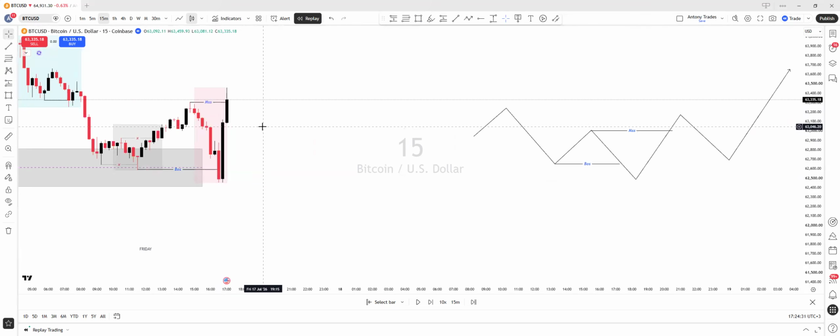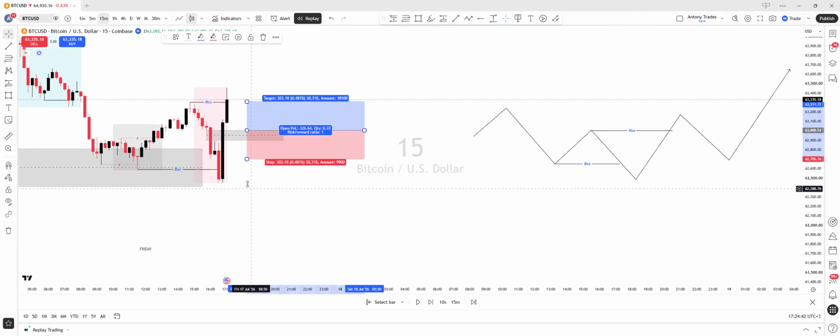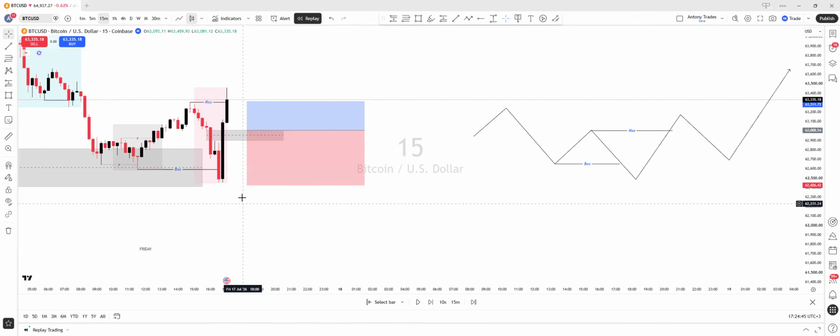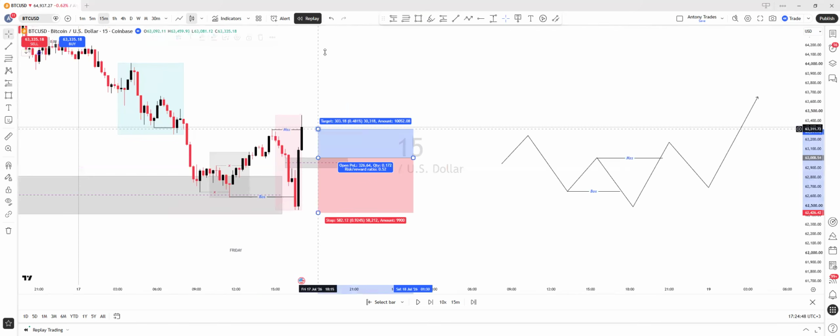So where can you enter this market from? We can see very clearly we have this inversion fair value gap here. That could be your entry zone. You put your buy limit order here. Always make sure your stop loss is below that low. That is one of the entries that you can take.